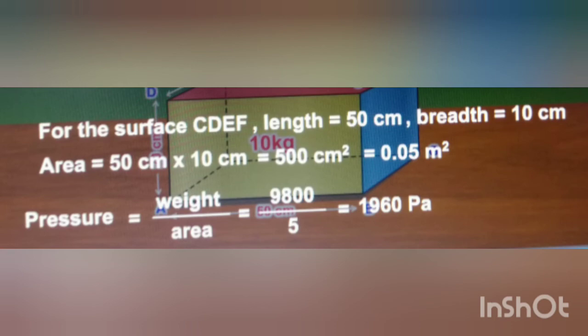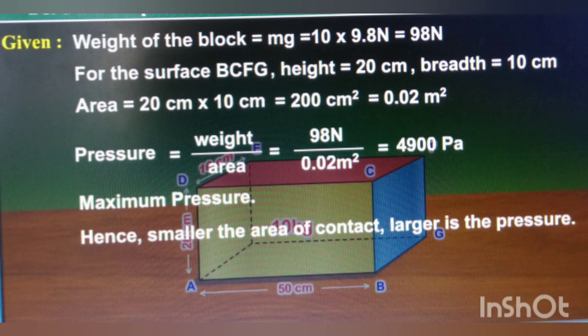Now for the surface BCFG, height 20 centimeter, breadth is 10 centimeter and area is equal to 20 into 10, that is 200 centimeter square, which is equal to 0.02 meter square after conversion. So pressure is equal to weight upon area, that is 98 upon 0.02 meter square, which is equal to 4900 Pascal. So this is the maximum pressure. Hence, the smaller the area of contact, the larger is the pressure.